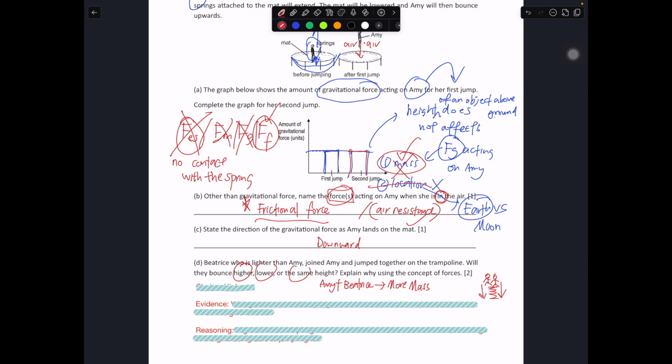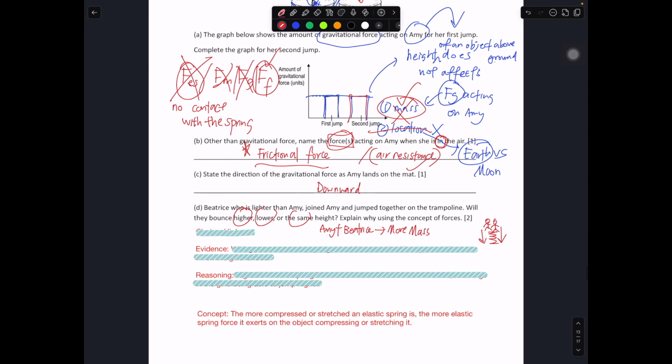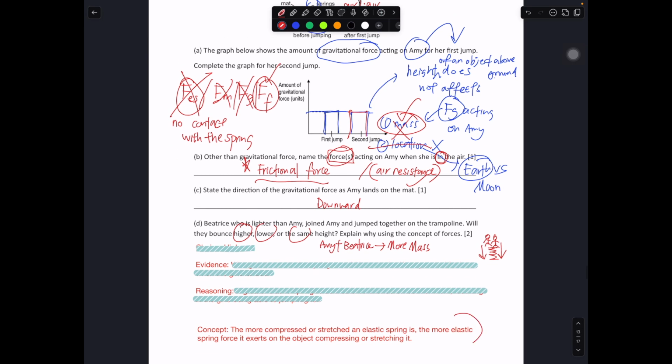Okay, when the spring is even more compressed, it will have more elastic spring force exerting on an object when it's being released. So more elastic spring force exerting on Amy when the spring is being released, right, it will push them even higher. So the choice is really higher. They will jump even higher when two of them are on the trampoline.